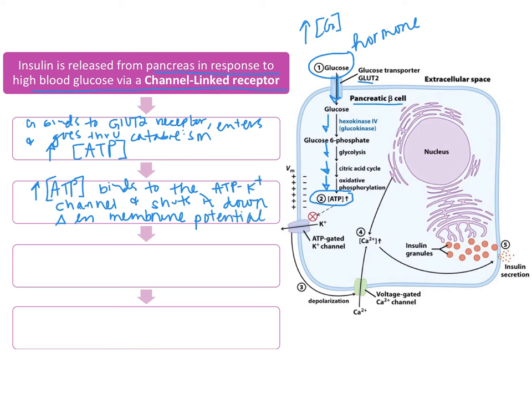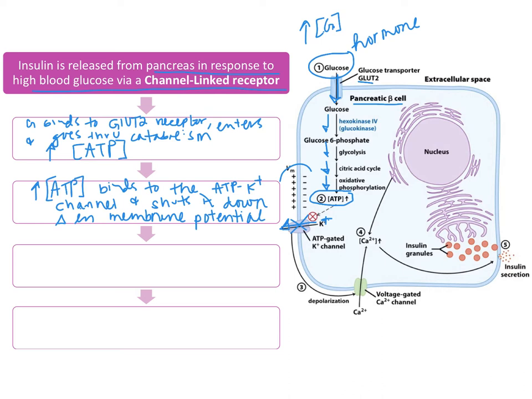And the reason why there's a change in membrane potential is because the potassium is not moving out. The potassium has a positive charge. If you don't have as many positive charges moving out, you change the charge of the membrane. That's the membrane potential. It's just the charge difference across the membrane. So when potassium can't move out, the membrane potential, the difference in charge across the membrane, has been altered. This signals calcium 2+ to come in.